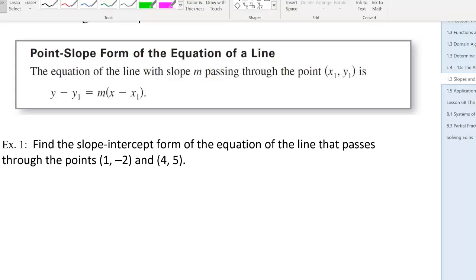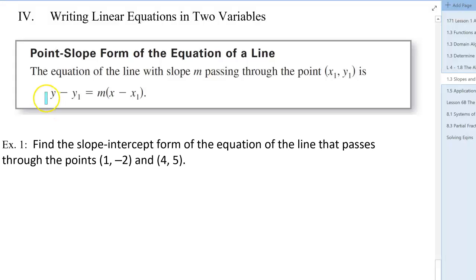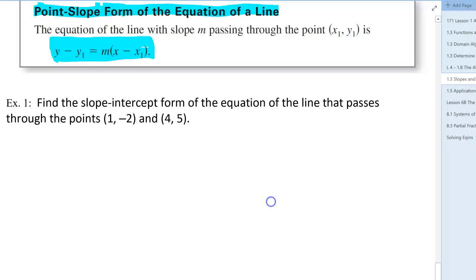I usually teach this with the point-slope formula for a line. You can do this with the slope-intercept equation of a line, and if you already know how to do that, that's fine. But I find students make fewer mistakes if they do it with this formula. So let's get started. We're asked in example 1 to find the slope-intercept form of the equation of the line that passes through the points (1, -2) and (4, 5).